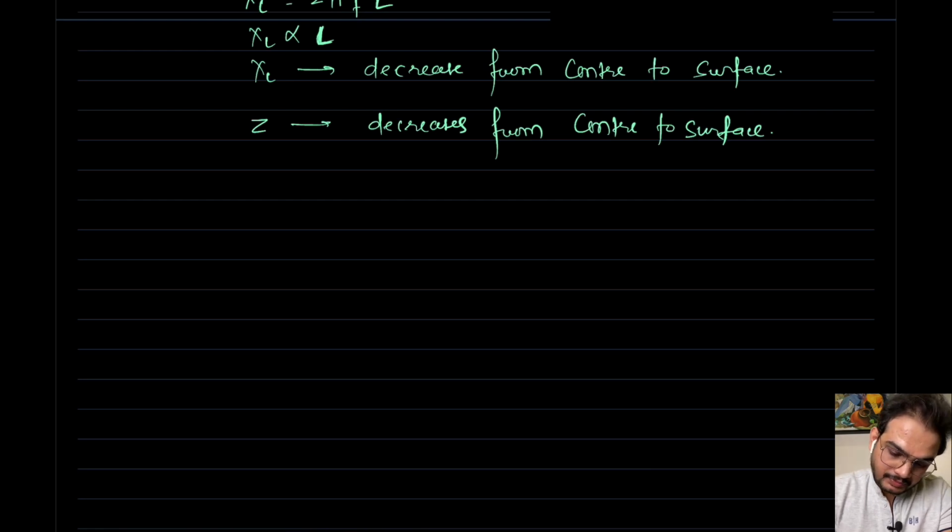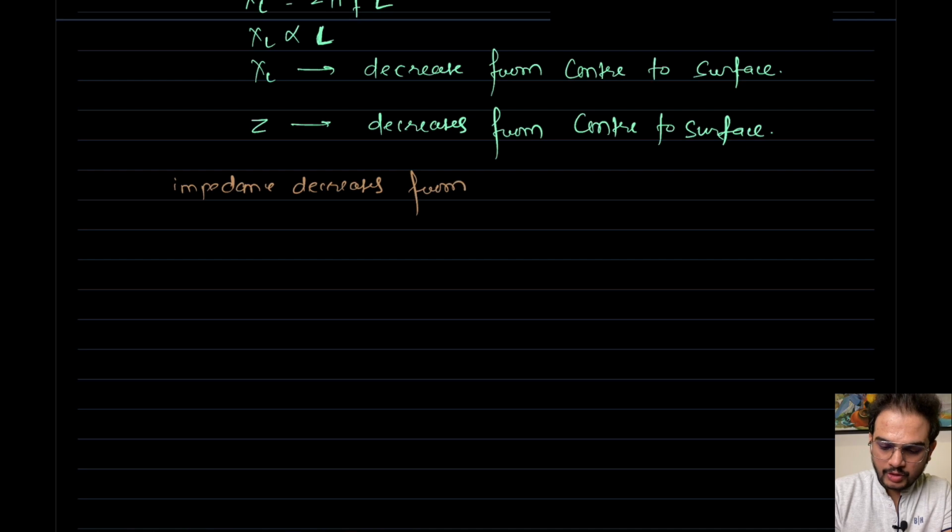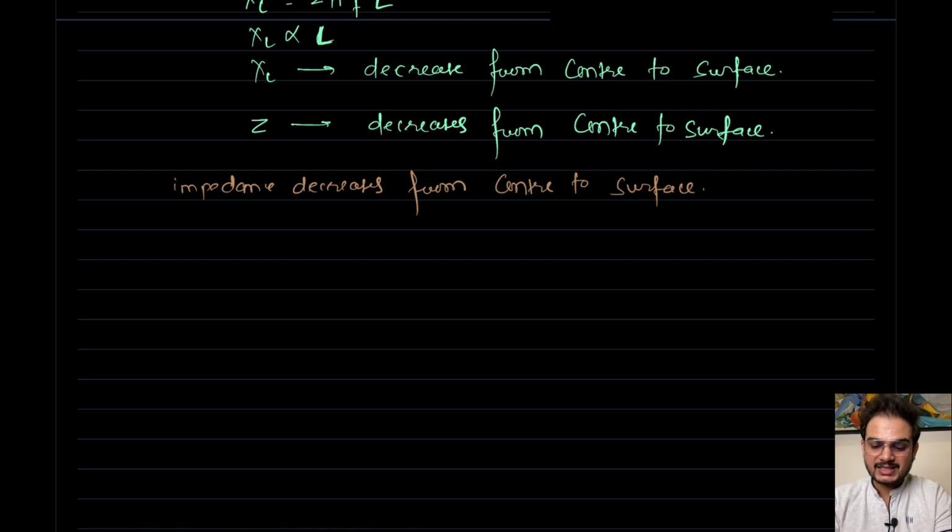Yes, impedance decreases from center to surface. Now as impedance is also non-uniform, at the center impedance is maximum, at surface impedance is minimum.